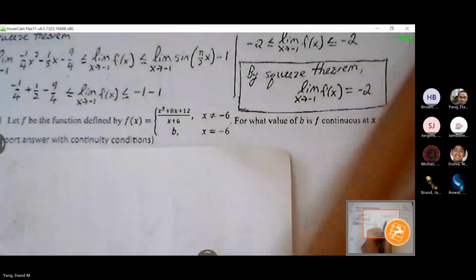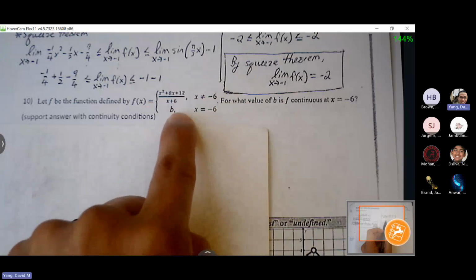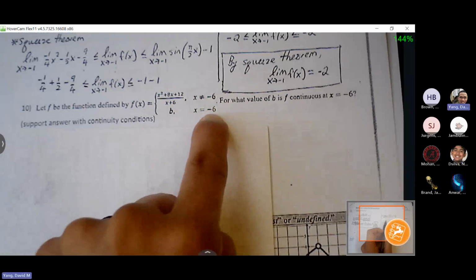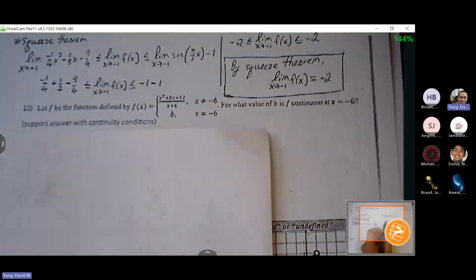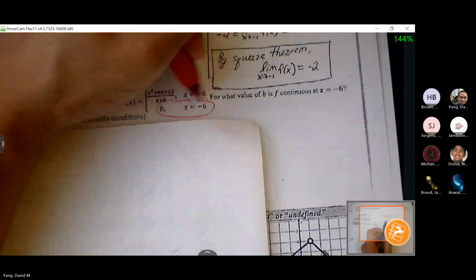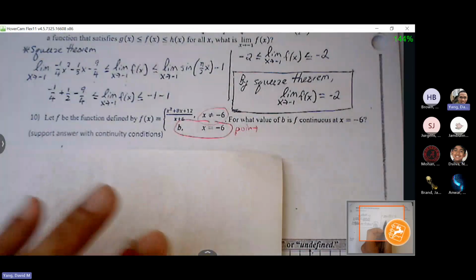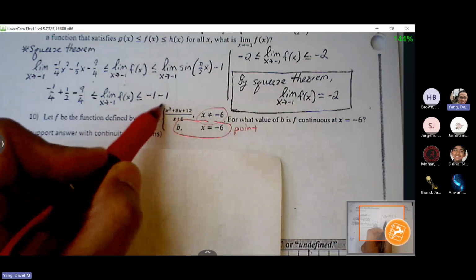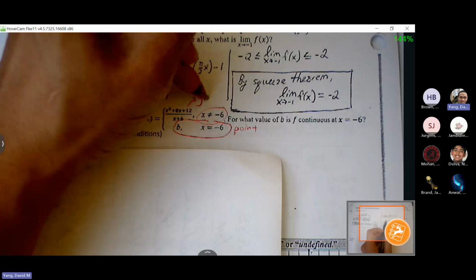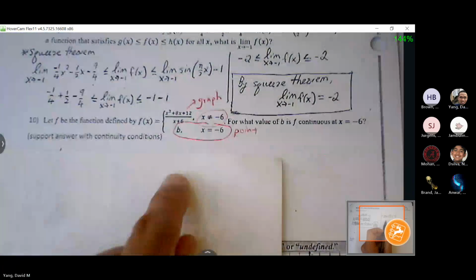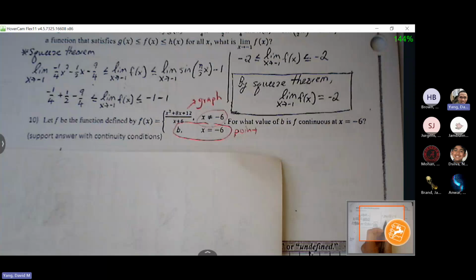All right, number 10. We have a function defined by f of x. We understand that this restriction is telling us that f is b as x is equal to -6. And this is talking about an ordered pair here. And then x doesn't equal -6. That means to the left and to the right of -6, it's all relying on this function. So basically, this is where your connected graph is going to be. Okay, find the value of b such that f is continuous at x equals -6.